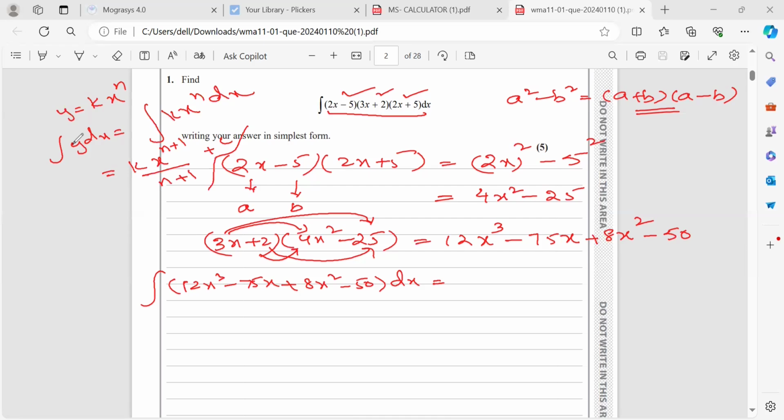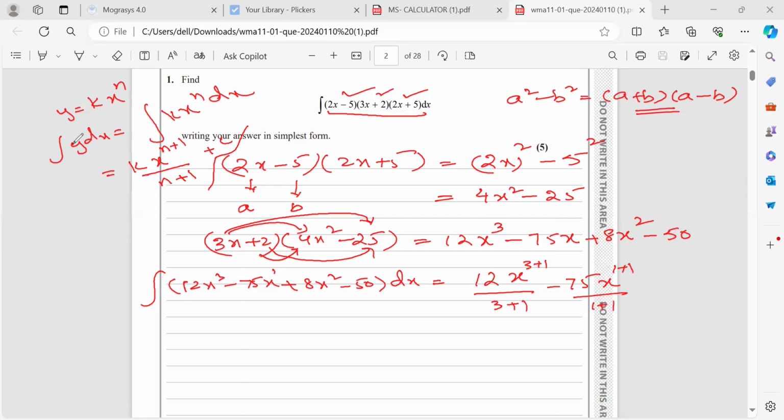Because 12 is a coefficient, we are going to apply this formula on each and every term of the given polynomial. So we apply and we get here 12 as it is, x power 3 plus 1 upon 3 plus 1. Now the next is negative 75 as it is, we write as a coefficient, and x power nothing here, it means this is 1. So we write here x power 1 plus 1 upon 1 plus 1.